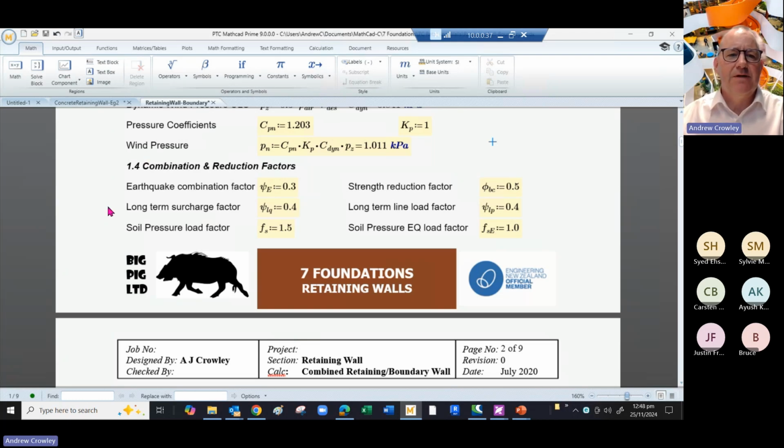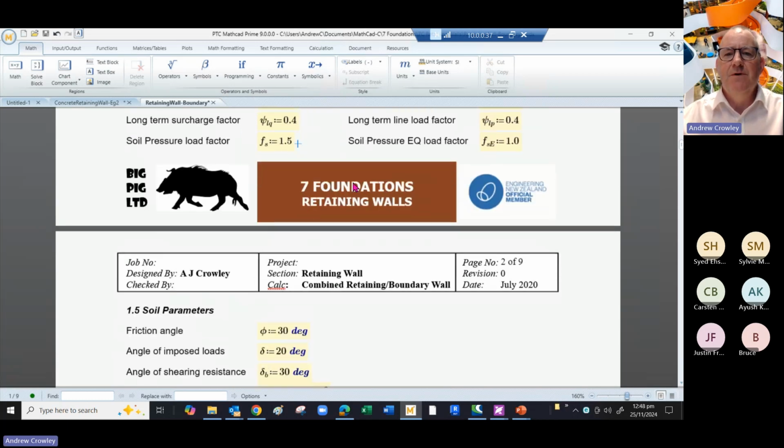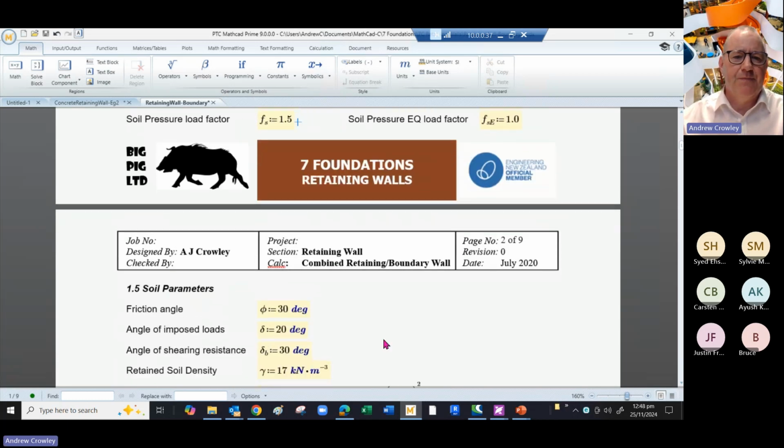So our combination factors for live loading on the back of the wall will be 0.3 in this case. We've got strength reduction factors as we've seen before as 0.5. If you're looking at long-term loading, you can look at reduction factors of 0.4 again for the line load as well as a surcharge load. Our soil pressure factor is going to be 1.5, but for earthquakes it will be 1.